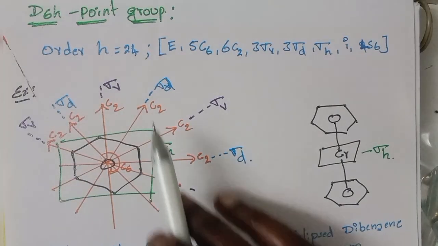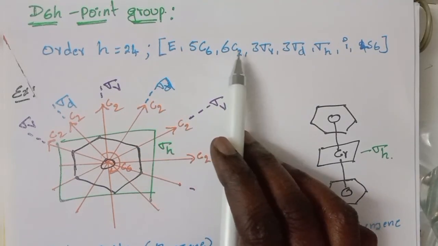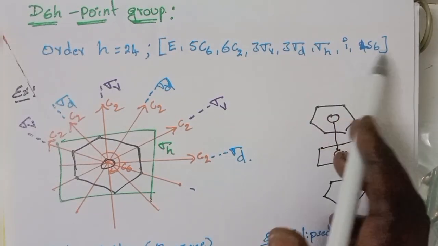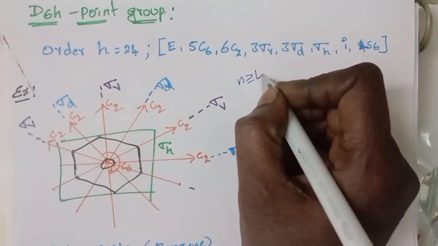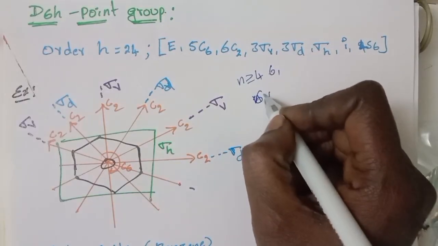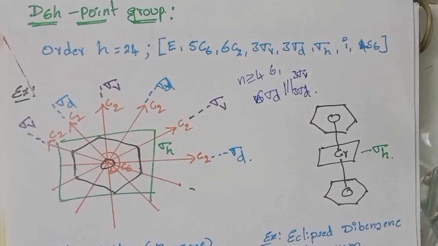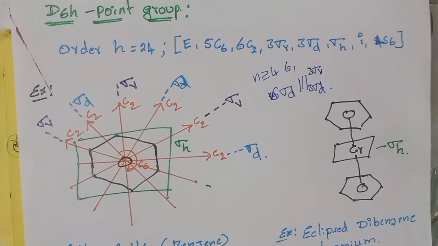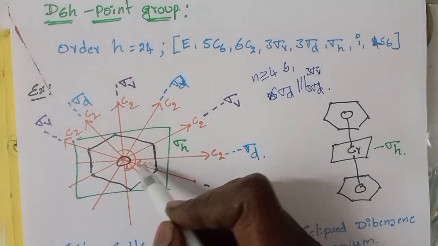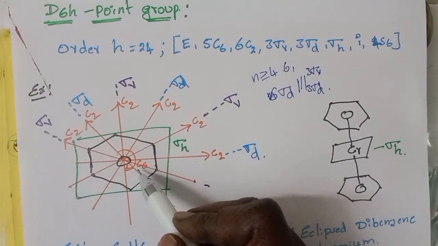D6h point group. Order for this point group is 24. The symmetry elements are E, 2 C6, 6 C2s, 3 sigma v, 3 sigma d, sigma h, i and 2 S6. Here n is greater than or equal to 4, right? So 6 is even. So instead of 6 sigma d's, 3 sigma v and 3 sigma d's are possible, right? So the example is the hexagon, that is benzene. In the hexagon, the angle of rotation is 60. C6 will be possible. The C6 is the principal axis.